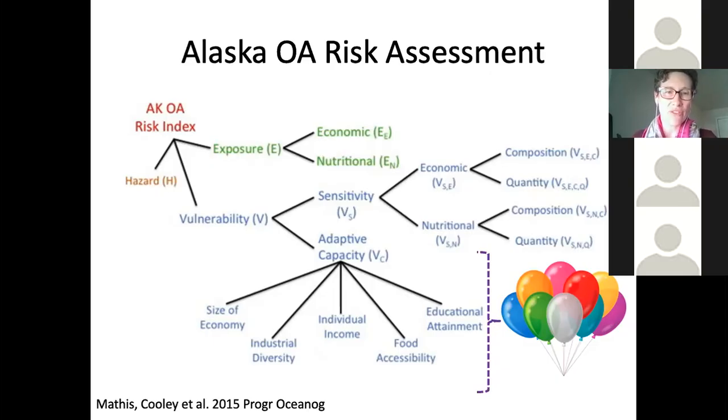So everything identified with the caption or the bracket and the balloons, these are things that sort of lift risk or increase adaptive capacity of a community. These are things that increase overall health, wealth, and education. So they're kind of lightening the vulnerability measure in a way of speaking.